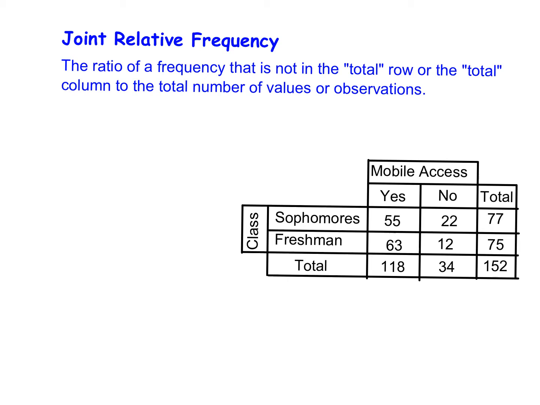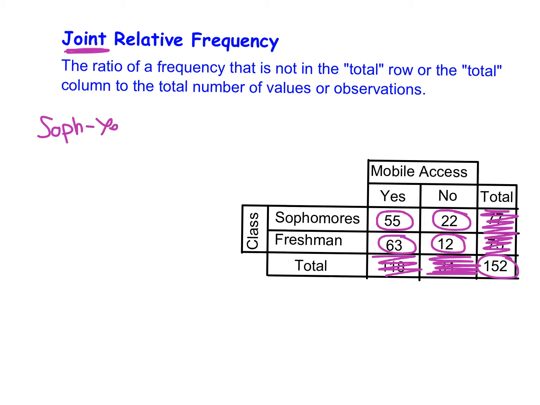Now, I know that sounds really confusing. What that is basically saying is anything that's not in the total row or total column. So we're going to ignore these right here. So these numbers right here, the 55, the 22, the 63, and the 12, we can find what are called joint relative frequencies of those numbers by taking each of those numbers and dividing them by the 152. Joint means together with, so we have sophomores and yes, they have mobile access. So we're finding that joint relative frequency.